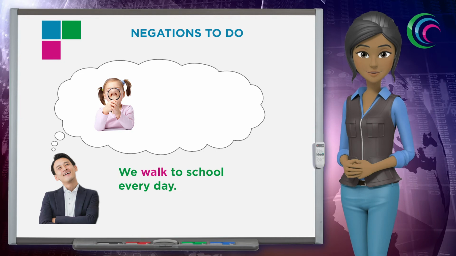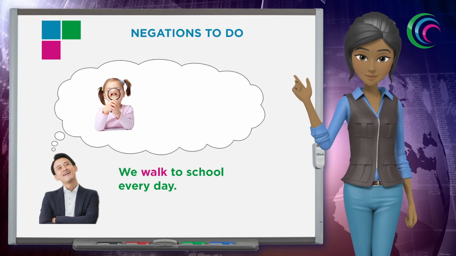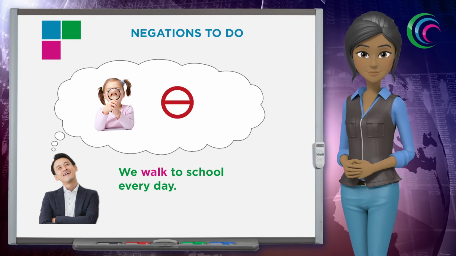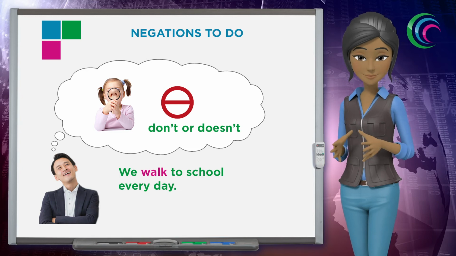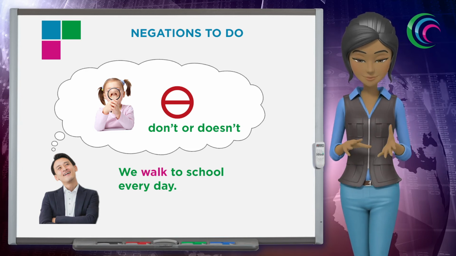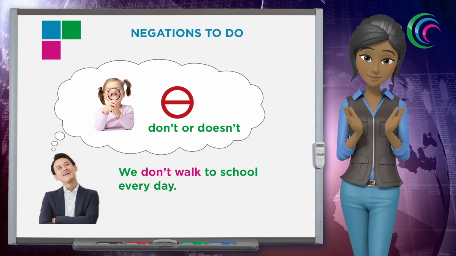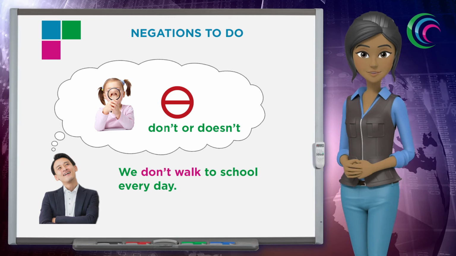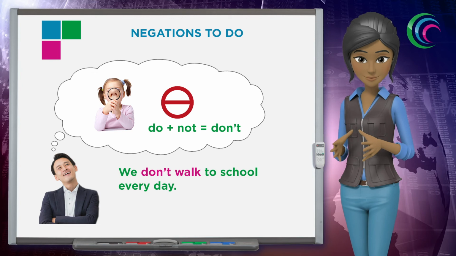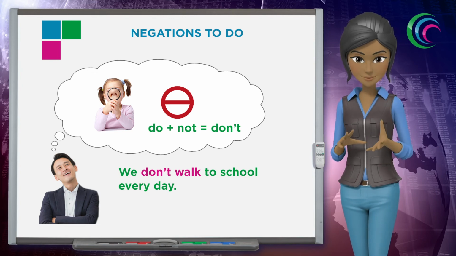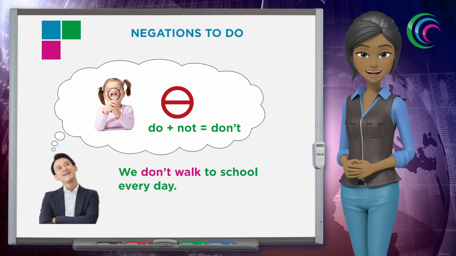The auxiliary to do is used a lot to create negations. Put don't or doesn't before the verb. We don't walk to school every day. Don't is a contraction of two words, do and not. Mind the apostrophe. It replaces the letter O of the word not.